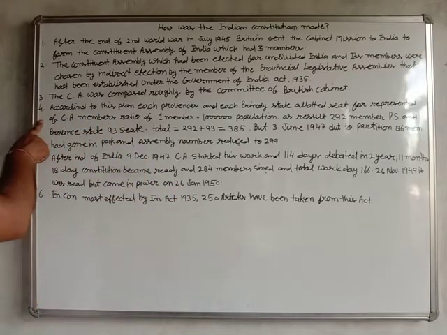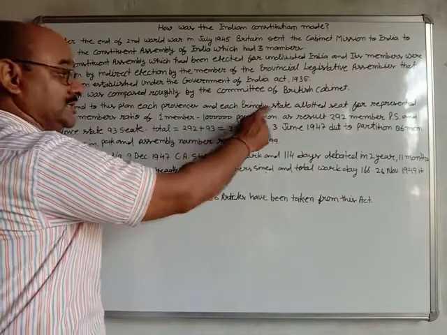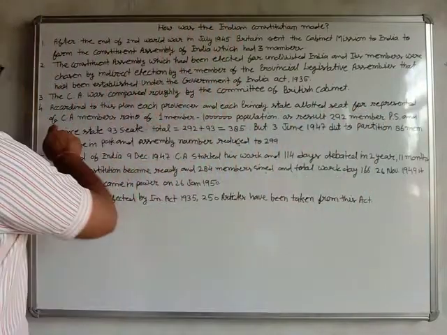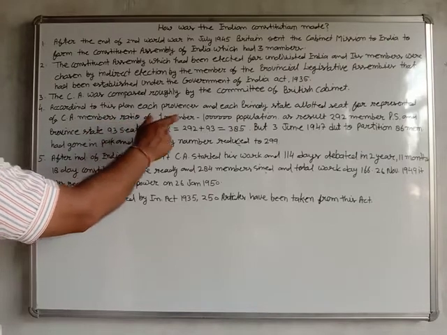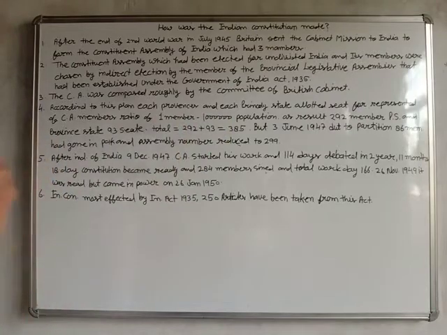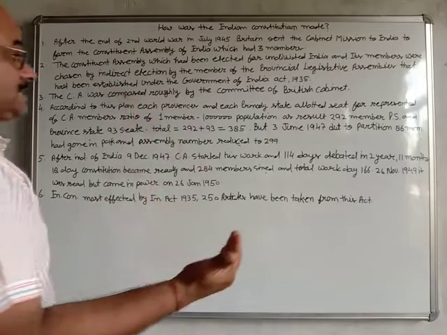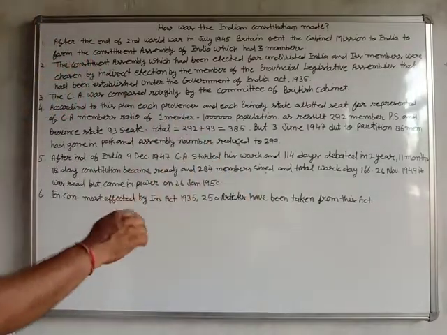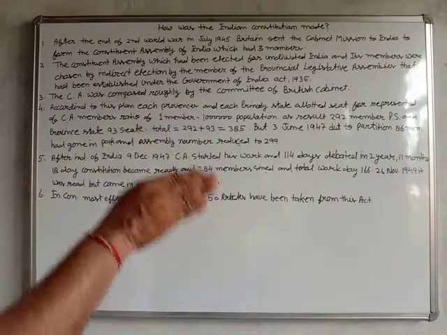Point number 4. According to this plan, each province and each princely state was allotted seats for representation in the Constituent Assembly, at a ratio of 1 member per 10 lakh population. It was the ratio. This ratio had been made under the guidelines of the Cabinet Mission by the provincial legislative assembly, with the discussion and permission of the great Indian leaders.